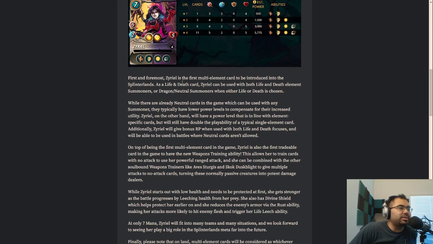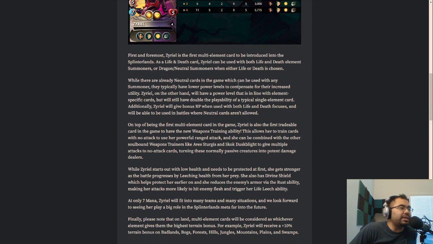So let's see. First and foremost, Zyriel is the first multi-element card being introduced. As a life-death card, it can be used with both life and death or dragon neutral summoners when either life or death is chosen. While there are already neutral cards in the game which can be used with any summoner, they typically have lower power levels to compensate for their increased utility. Zyriel, on the other hand, will have a power level that is in line with element-specific cards.